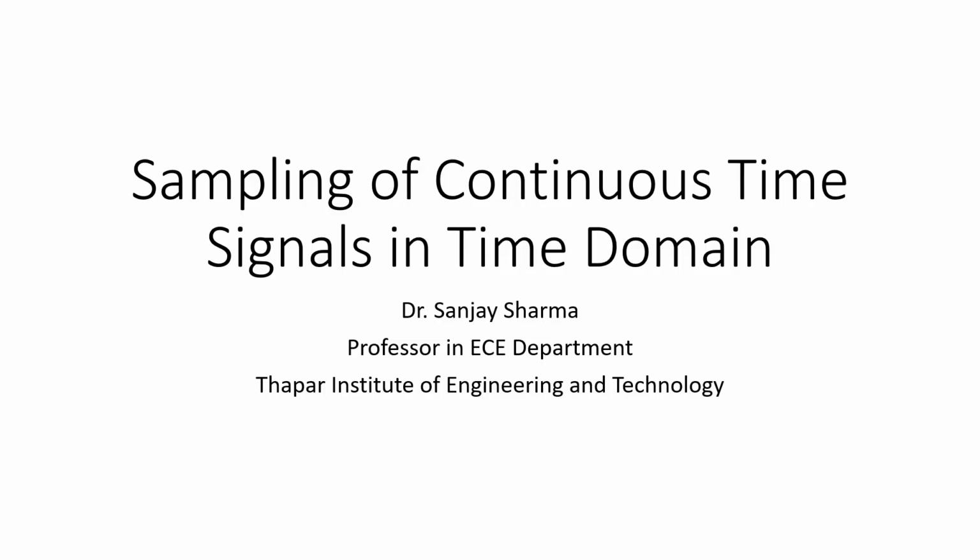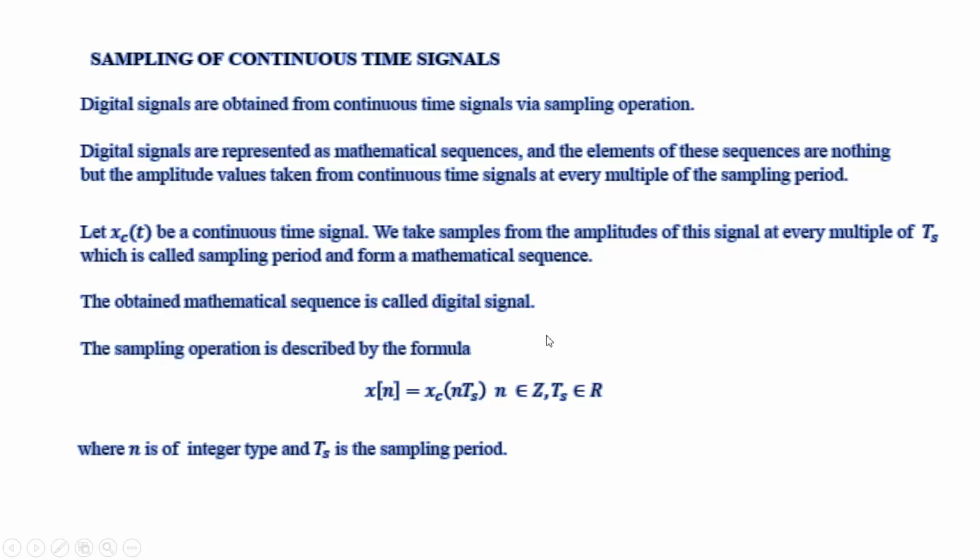Hello everyone. Let us do our first experiment of the course, which is sampling of continuous time signals in time domain. We all know that if we consider x sub c(t), a continuous time signal, then the way to convert this continuous time signal into a discrete signal is just by replacing small t with n times capital Ts, where capital Ts is the sampling period and n is any integer.